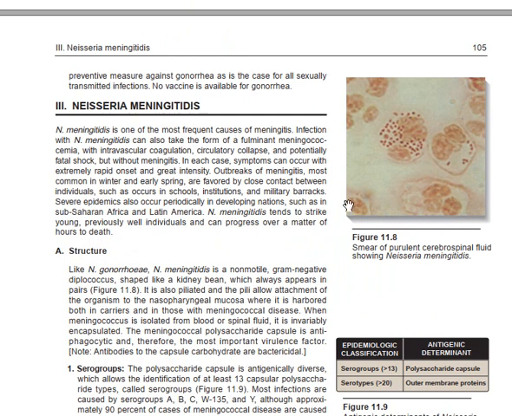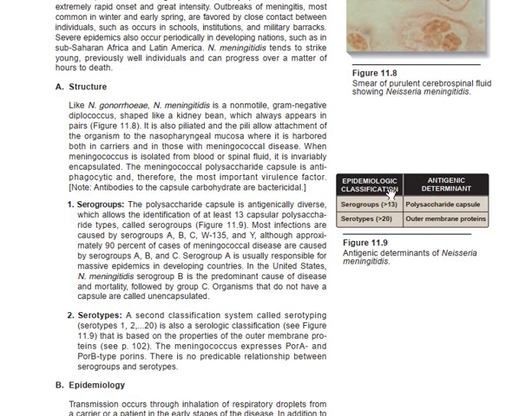Neisseria meningitidis is going to be present at the level of the cerebrospinal fluid, and it is present as gram-negative diplococci. Is it clear? So we have the epidemiologic classification and the antigenic classification of Neisseria meningitidis. For the epidemiologic classification, you need to know that there are greater than 13 serogroups of Neisseria meningitidis, and greater than 20 serotypes.